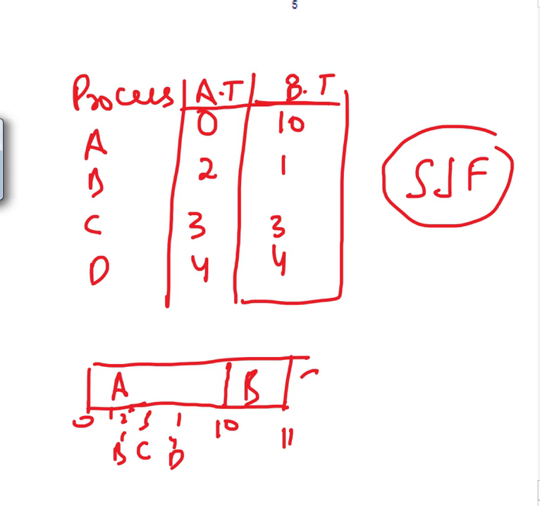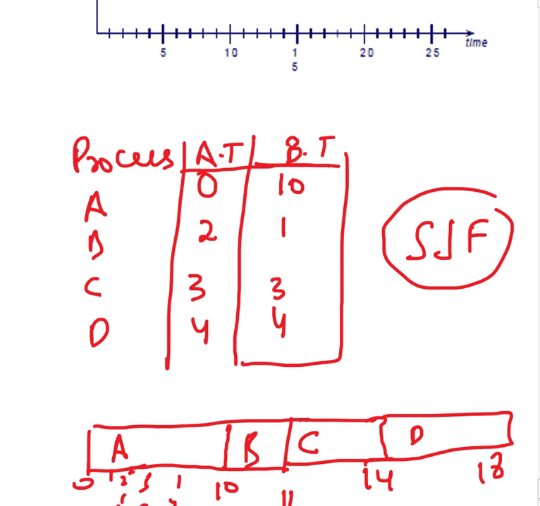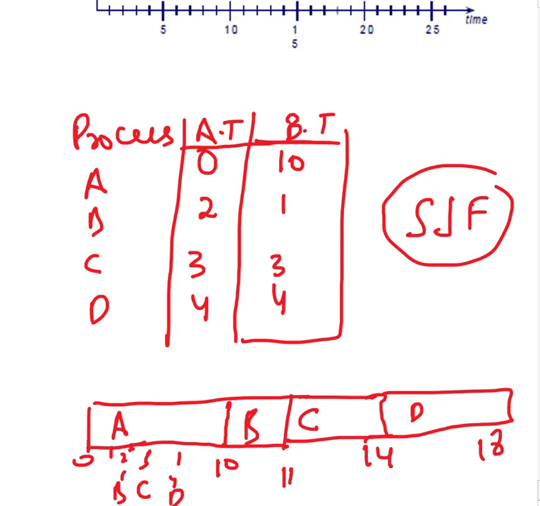Then you start executing C, which has 3 units of time. 11 plus 3 is 14. And then you execute D, which has 4 units of time, that is up to 18. Now, if you look at it, it's kind of the same as first come first serve. We only have the added logic of SJF here, even though it's working the same as FCFS.